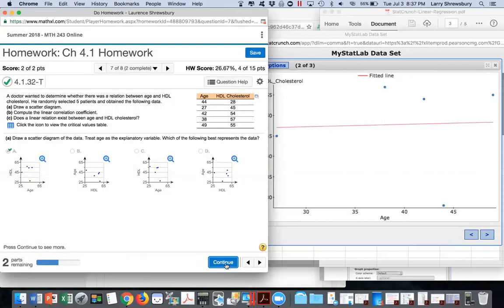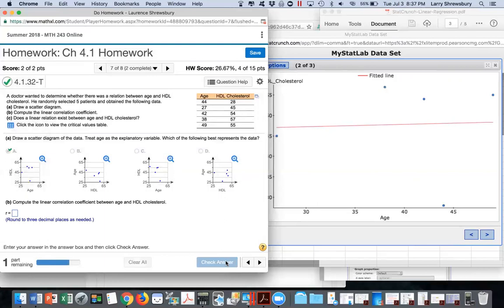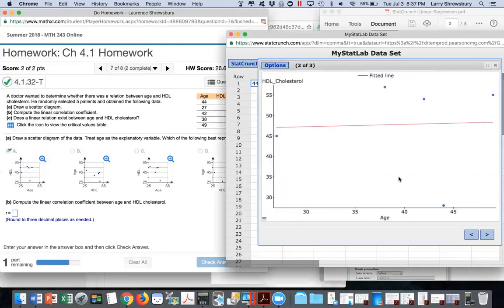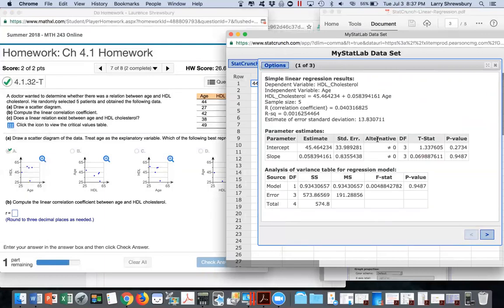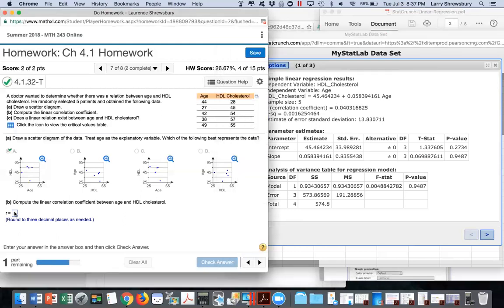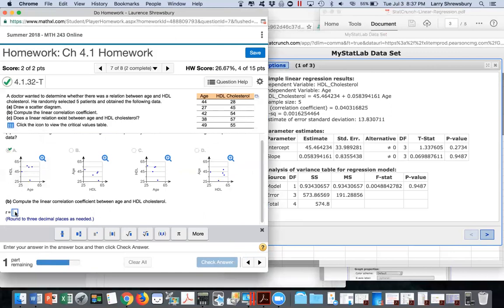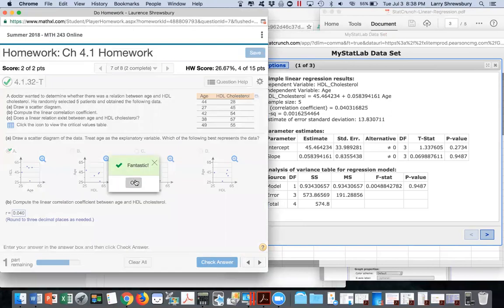All right, now let's continue on here. Now, let's compute the linear correlation coefficient. Well, StatCrunch did that for us. Be careful, you've got r and r squared. They want r, and they want it to 3 decimal places. Sometimes r is a negative number, so watch for that. If it's negative, you have to make sure you get that negative sign in there. But this one's positive, so it is a positive 0.040. Let's check that answer. Good.